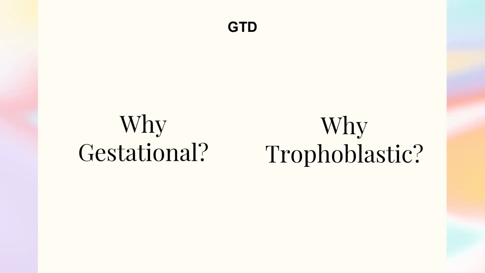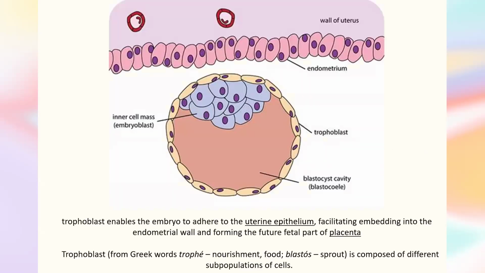Now, why are they called trophoblastic? Let me take you through a quick journey back like 20 years, maybe a little more, maybe a little less. When we were all in the womb of our mommies, in the uterus, we were this embryoblast and embryocyst. We had the cells that are called the trophoblast. Can you remember this trophoblastic layer?